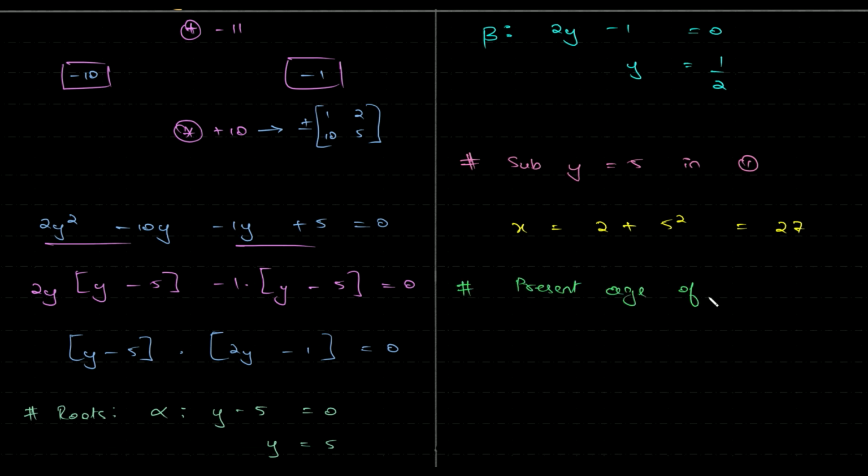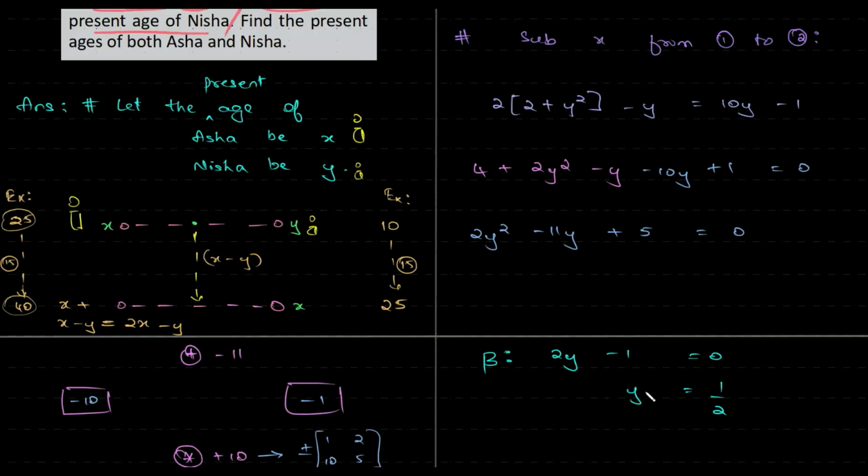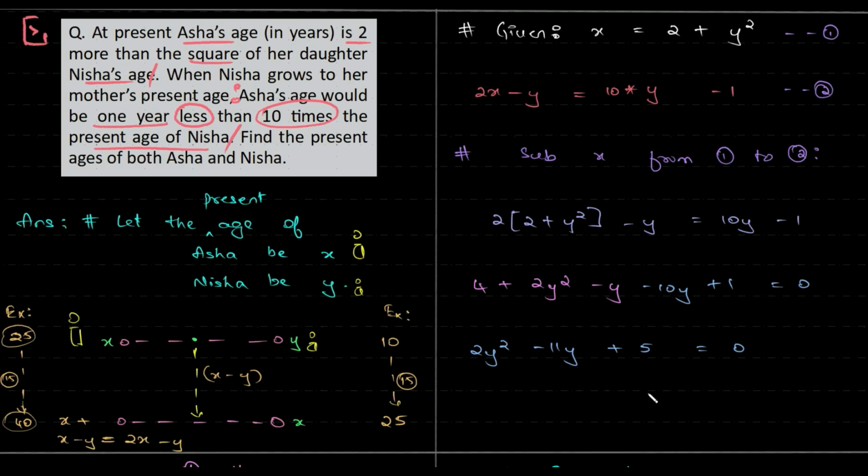And then the final answer: the present age of Asha is 27 years and Nisha is 5 years. Always present it clearly, so that your teacher sees the answer and thinks, okay, the kid got the answer, and done. Clear-cut presentation always helps.